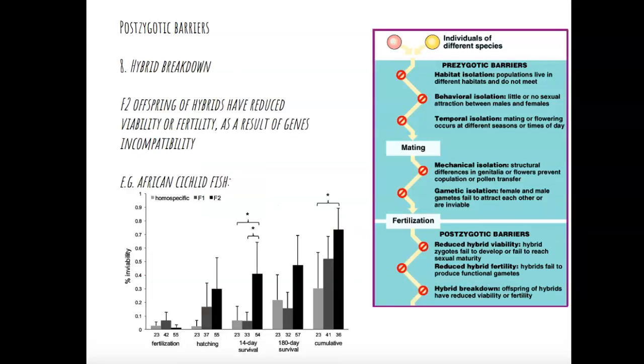The third type of postzygotic barrier is known as hybrid breakdown. And this is where the F1 generation of a hybrid between two species is viable and fertile and is able to survive and reproduce. But then when those individuals from the F1 generation start creating the F2 generation, those F2 offspring of the hybrids have reduced viability or fertility as a result of gene incompatibility. And so this happens often in cichlid fish, which occur in Africa, where if you have two species of cichlids that create a hybrid, the F1 generation does fine. But once you get past that, the subsequent generations of offspring are not viable or fertile.